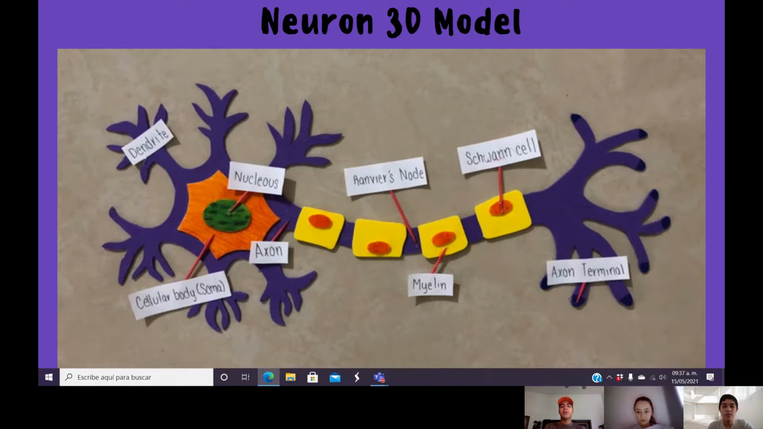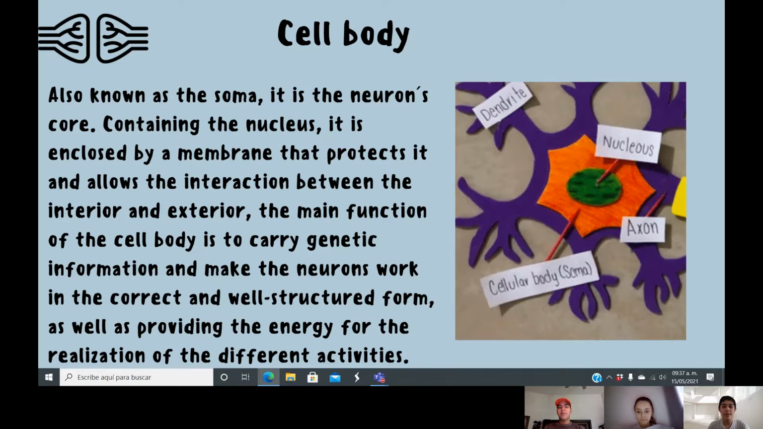This is our neuron 3D model. On the next slides, we will explain the parts of it. First, we have the cell body, also known as the soma. It is a neuron's core. It contains the nucleus. It is enclosed by a membrane that protects it and allows interaction between the interior and exterior. Its main function is to carry genetic information and make the neurons work in the correct and well-structured form, as well as providing energy for the realization of different activities.